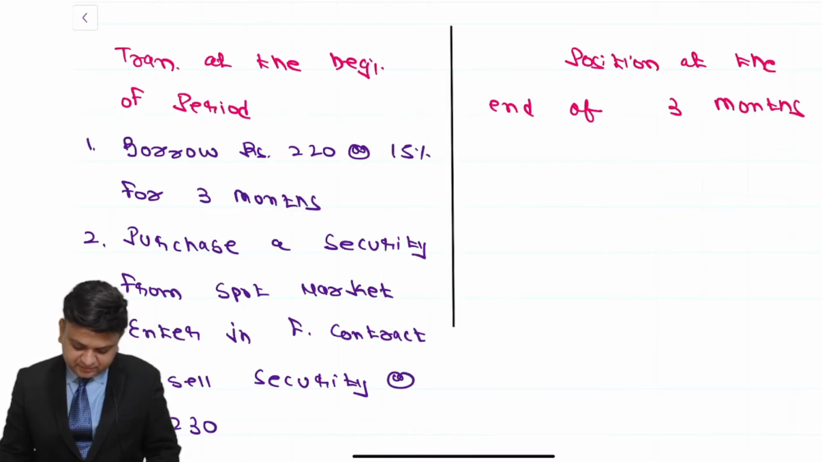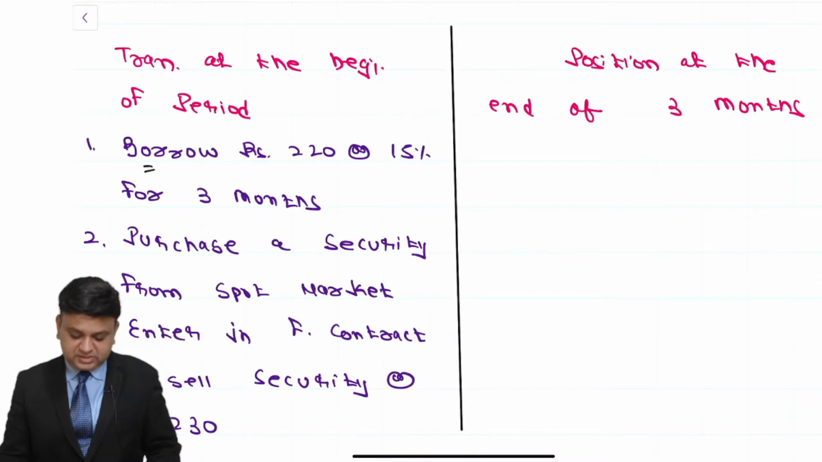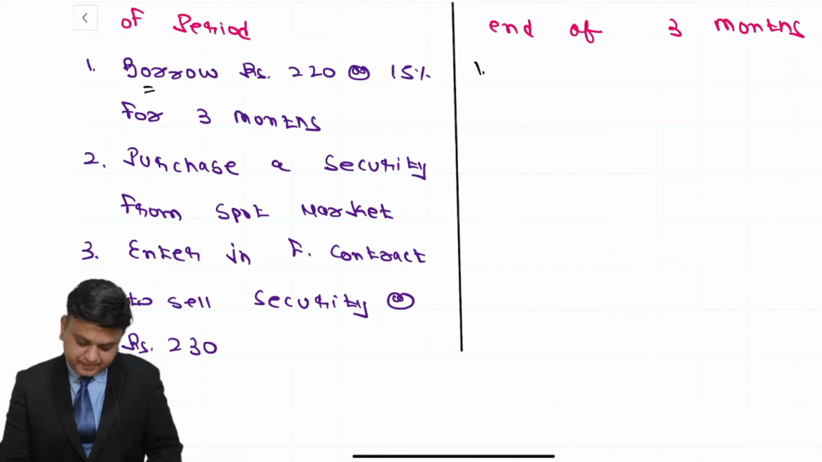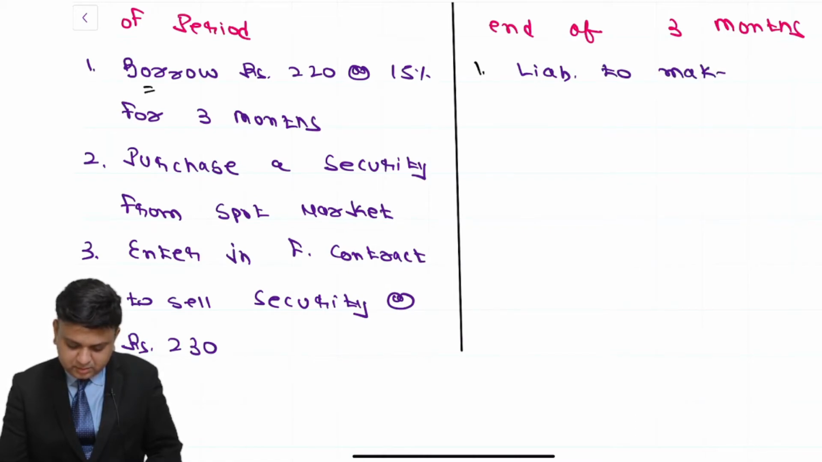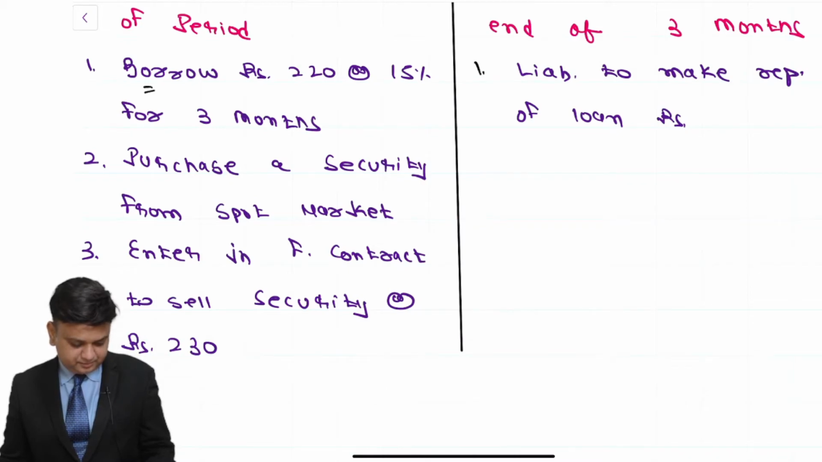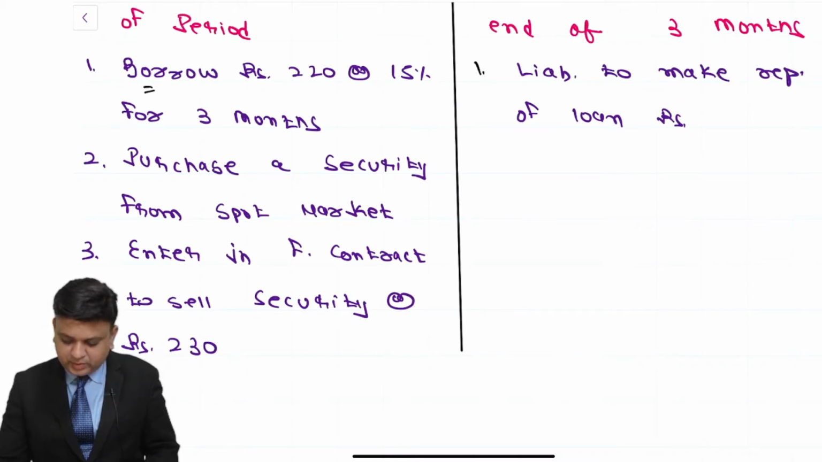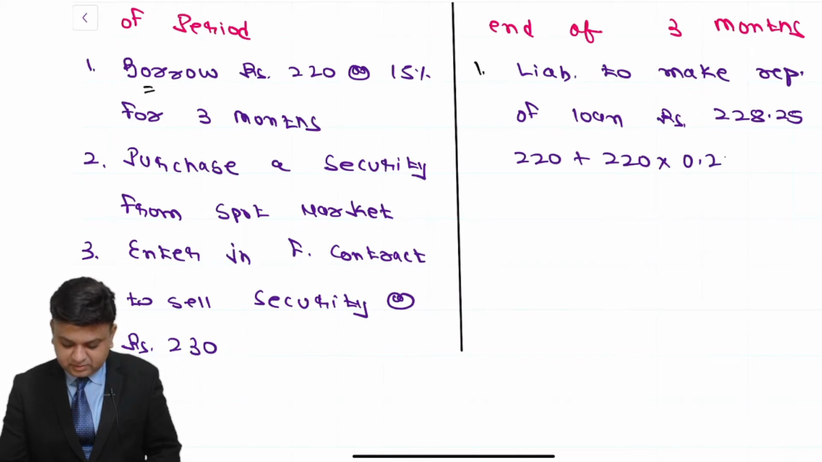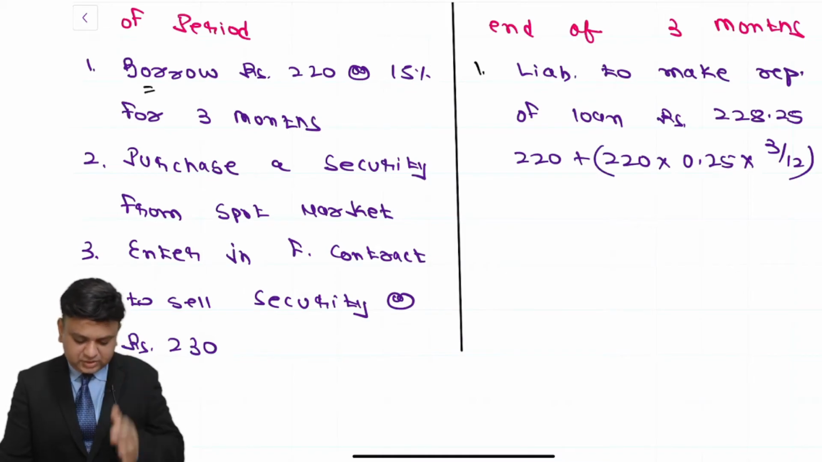So what will be the position at the end of the period? Let us see. Since you have borrowed funds, 1, liability to make repayment of loan rupees 228.25, that is 220 plus 220 into 15% into 3 divided by 12, sorry, 15%.